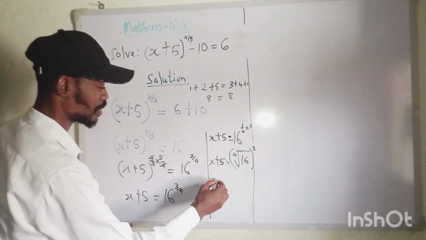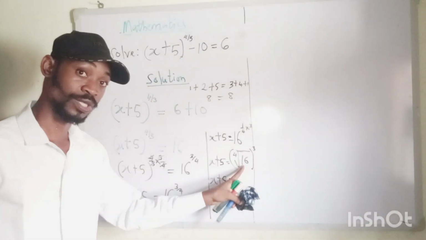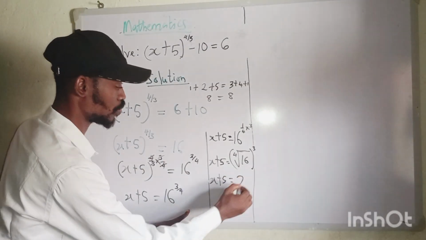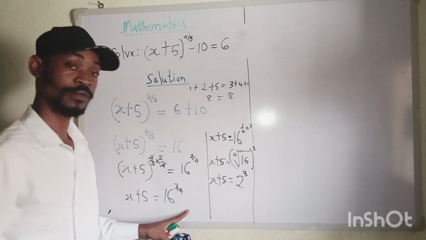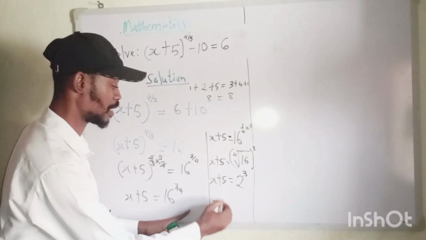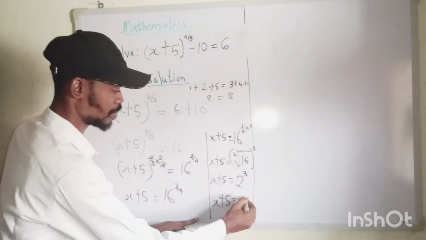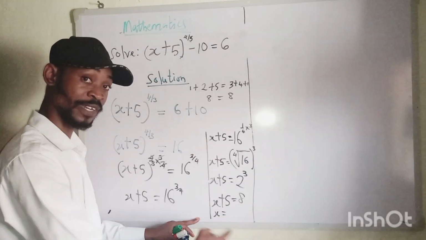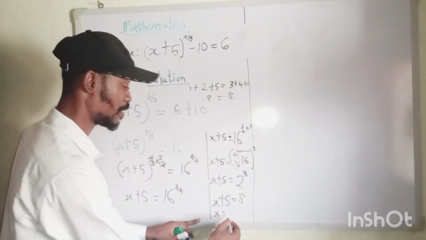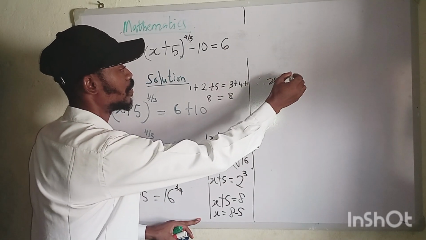So this is going to be x plus 5 equals, the fourth root of 16 is actually 2. So this is basically 2. And then don't forget this power 3 here. Just going to put it right here. Okay, then we have x plus 5 equals 2 raised to the power 3, which is 8. So we have 8. Then we can make x the subject of the formula by transferring 5 to the other side. So we have 8 minus 5. So basically, x equals 3.